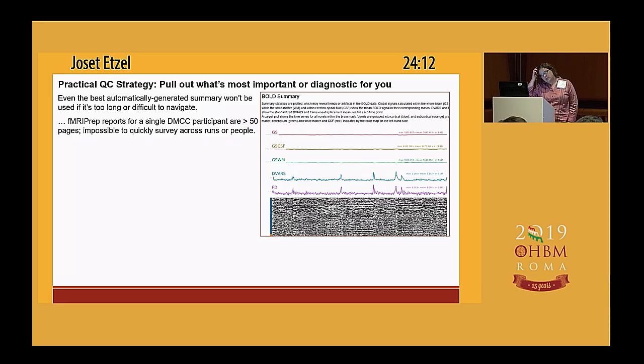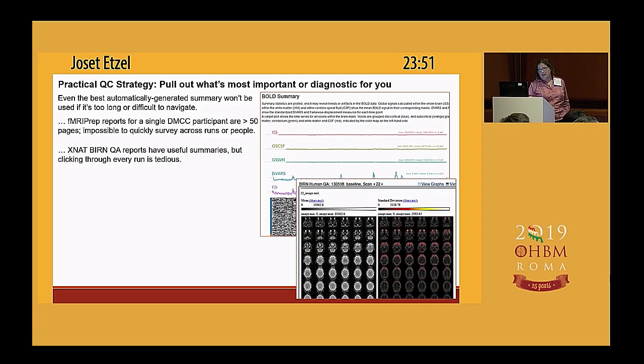This is a little bit of some of the fMRIPrep output. If you've ever done pre-processing that way, it makes beautiful output. But one of our participants has well over 50 pages to scroll through, and that's really hard to look at quickly. And these XNAT ones are also pretty cool, but there's one for every single run. When I have 100 or more runs per person, that's a lot of clicking.